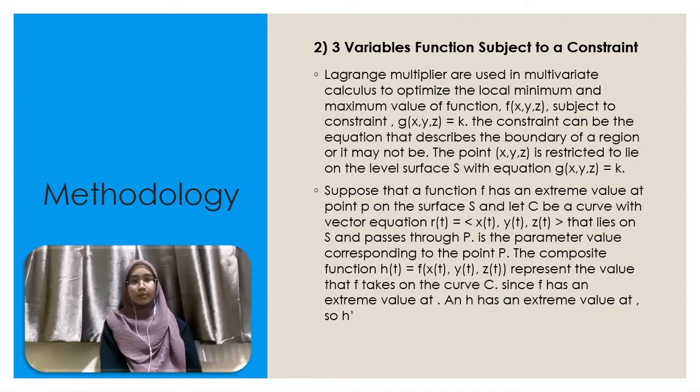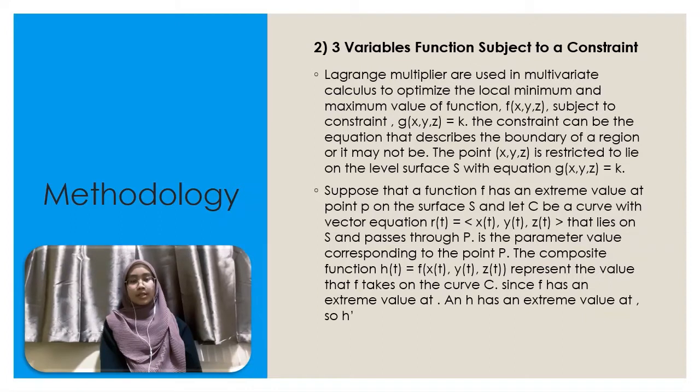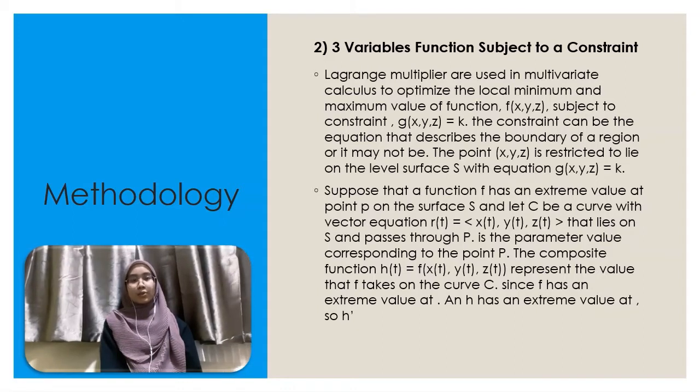t0 is the parameter value corresponding to the point P, and h has an extreme value at t0. So h'(t0) equals 0. In terms of components, the equations in x, y, z and lambda become fx equals lambda gx, fy equals lambda gy, fz equals lambda gz, g(x, y, z) equals k. This is a system of four equations in the four unknowns x, y, z and lambda.